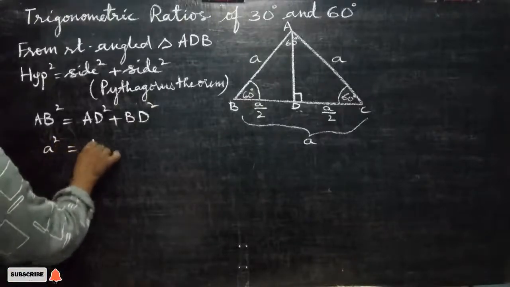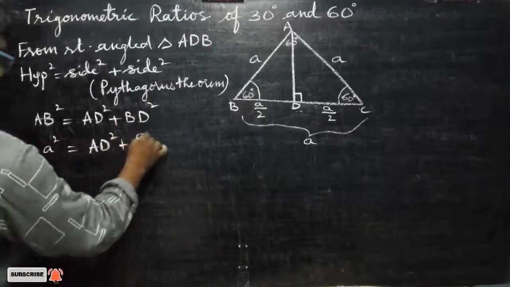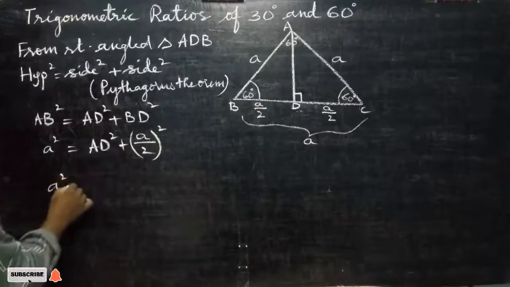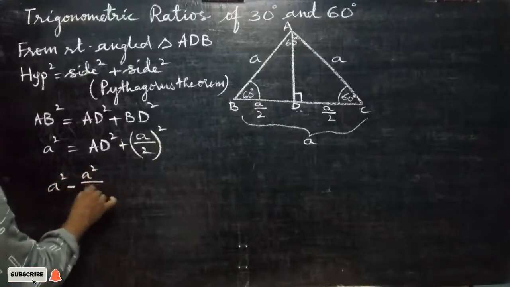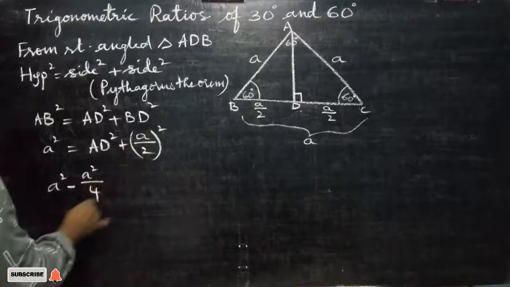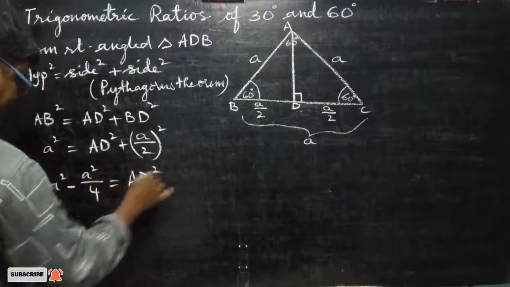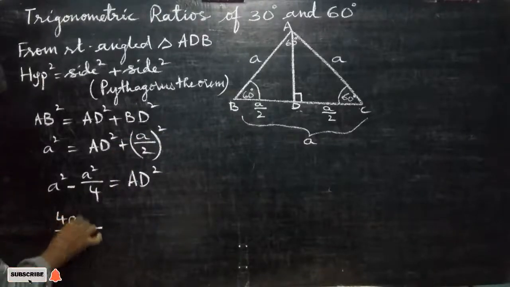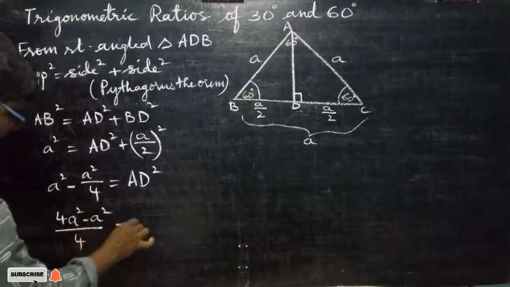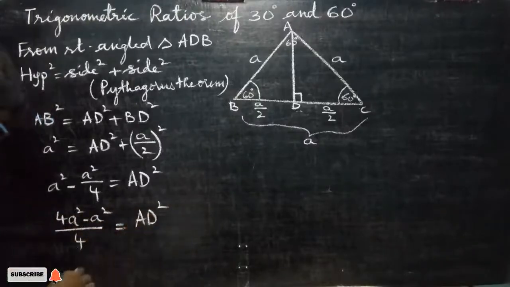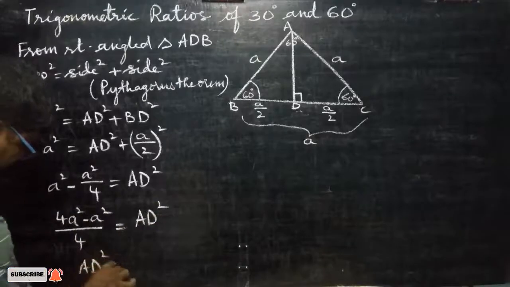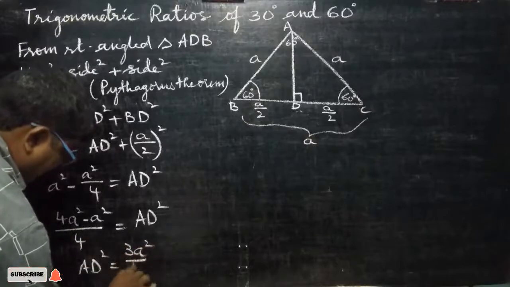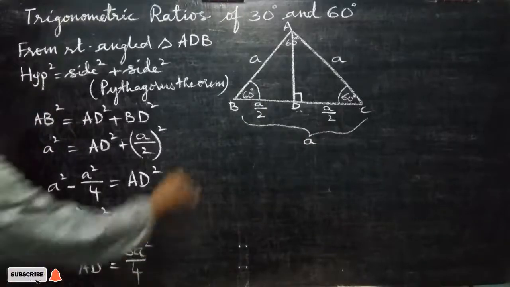A square is equal to AD, we don't know, AD square plus A by 2 whole square. Now, A square minus A square by 4 is equal to AD square. Take LCM. 4 will be the LCM. 4A square minus A square is equal to AD square. So, AD square is equal to 4A square minus A square, which is 3A square by 4.